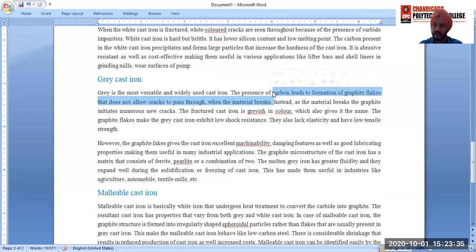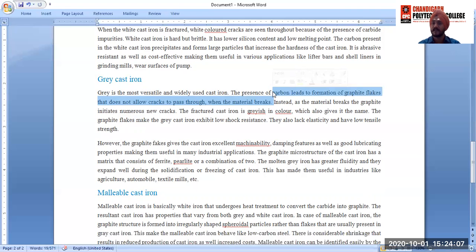However, the graphite flakes give the cast iron excellent machinability, damping features, as well as good lubricating properties, making it useful for many industry applications. Due to the presence of graphite, there are properties that improve the machinability of the material. The damping feature is also good, and the lubricating properties are used in many industrial applications.